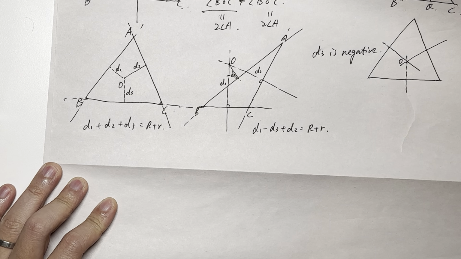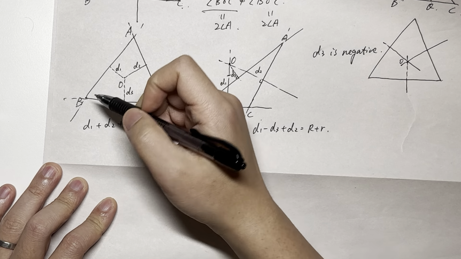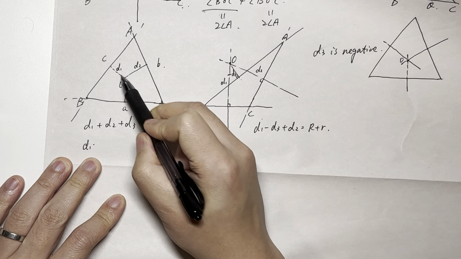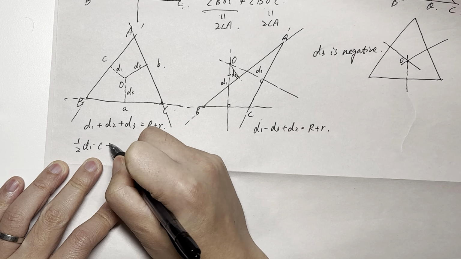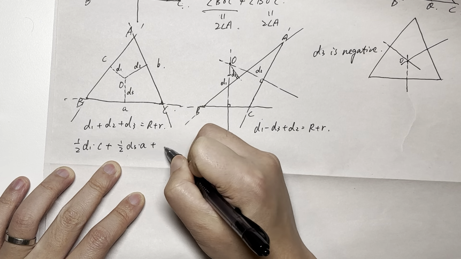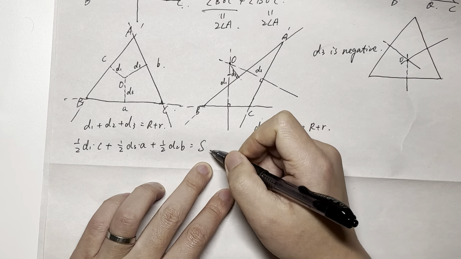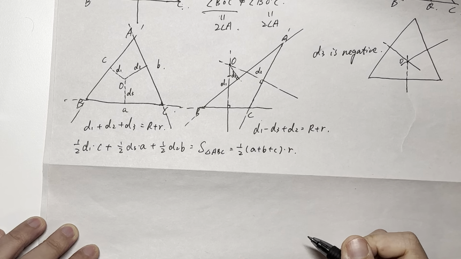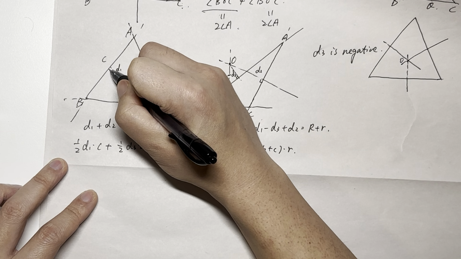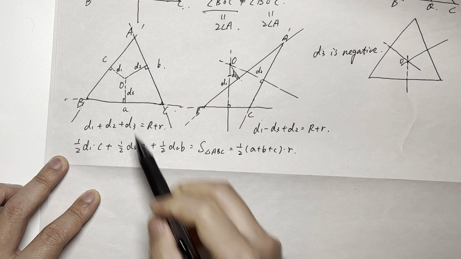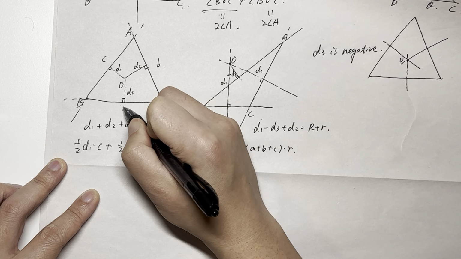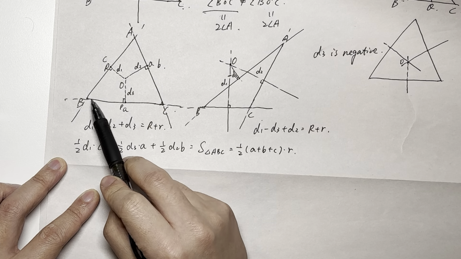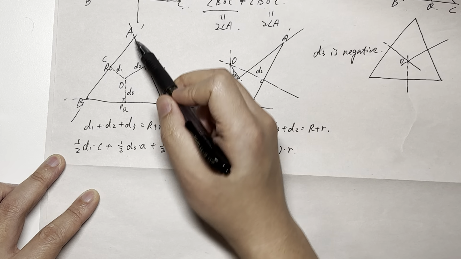What we can get from D1, D2, D3 in a plus form. Actually, we know that if we set this edge as A, this as C, this as B, right? So we know that half D1C plus half D3A plus half D2B equals the area of triangle ABC, which equals half of A plus B plus C times R, right? And we know this is 90 degrees, this is 90 degrees, this is 90 degrees. That means, let's call these midpoints P, Q, R. Sorry, I was claiming that's not correct. C is the length of AB.